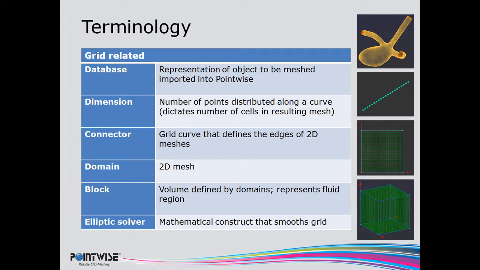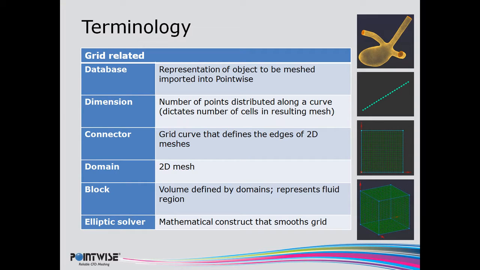Dimension is simply the number of points along a curve. That's going to be directly related to your final cell count and dictates the number of cells that are going to be connected to a given curve. Speaking of curves, in Pointwise we call grid curves connectors. So a connector is simply a one-dimensional grid. You can think of it that way. It can have arbitrary curvature. It doesn't have to be just a straight line.